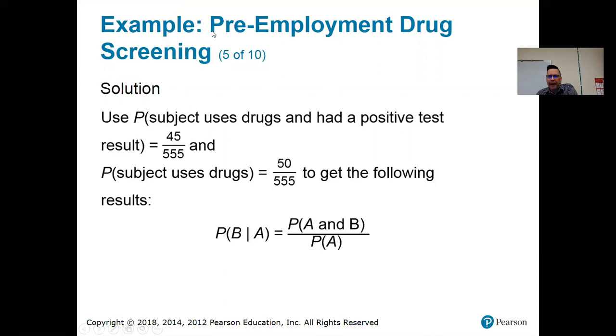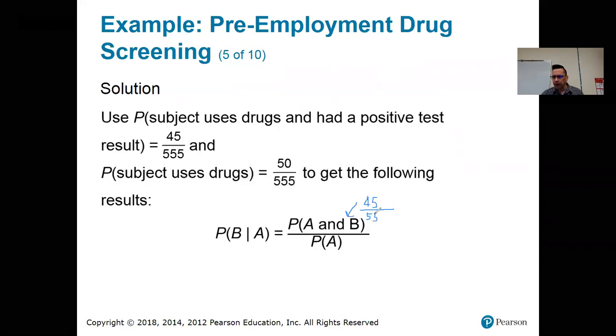If you look back at the table, and I think I'll try this maybe without bringing up the table, there were 45 people that fit that category. Now this probability of A and B is the probability that you pick a random person out of the whole study, and that person does drugs and tested positive. That probability is 45 out of 555.